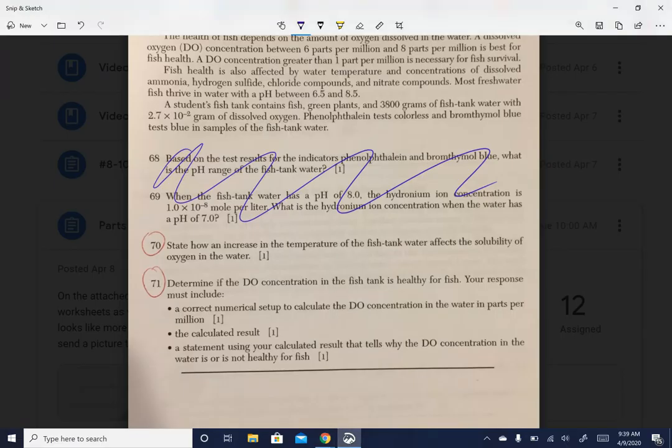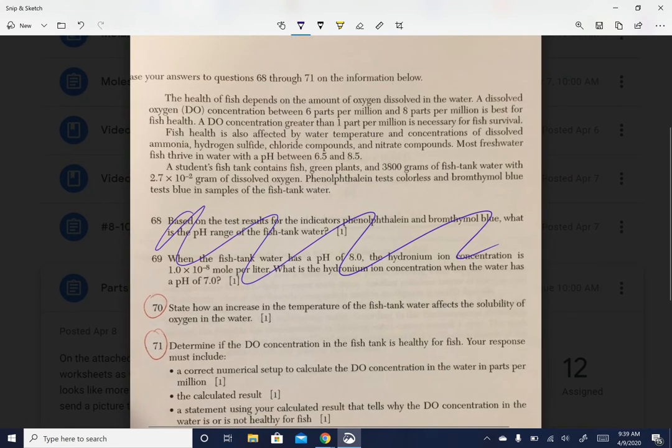State how an increase in water temp of the fish tank affects solubility of oxygen in the water. So this is actually review for solubility, that Table G stuff with those curves going up or down. If you increase temperature of the water, the solubility of gas will decrease. It decreases. It doesn't really tell you that in here.